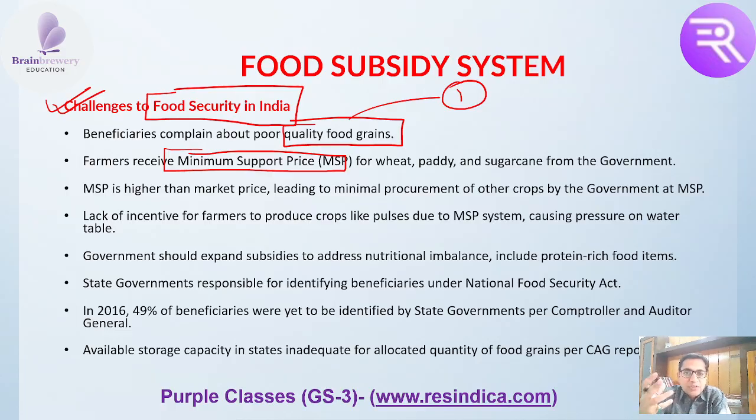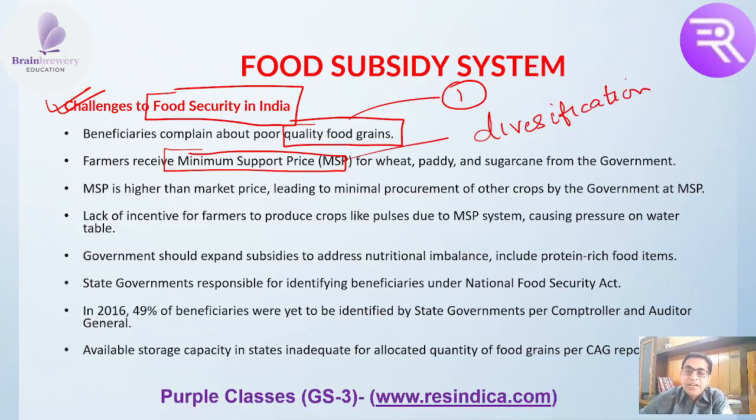Okay, so MSP is higher than the market price, to minimize procurement and other costs. MSP tries to create a problem: it favors certain crops and discourages certain other crops. That should not happen, because of that the whole diversification is deteriorating.